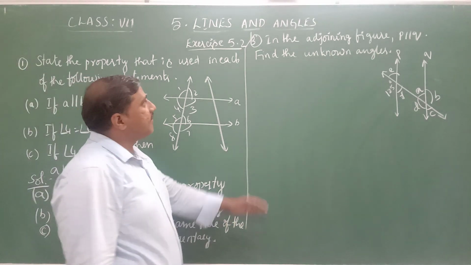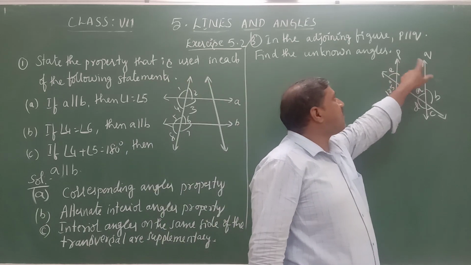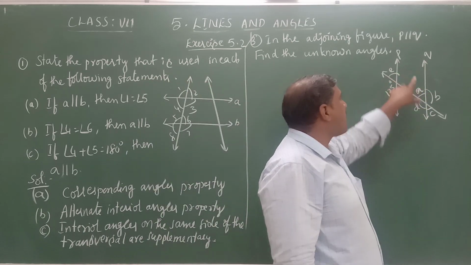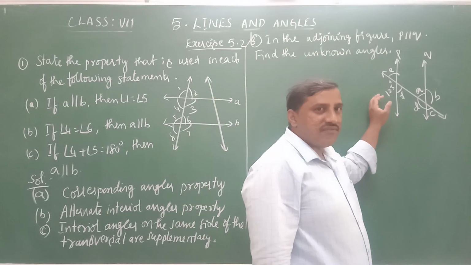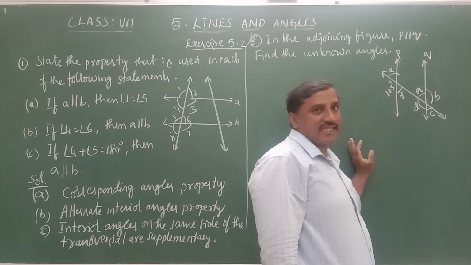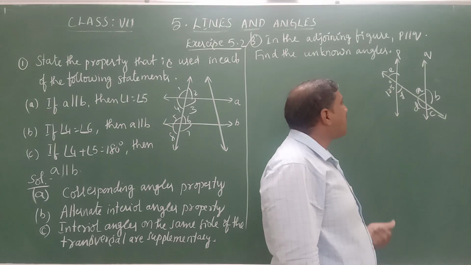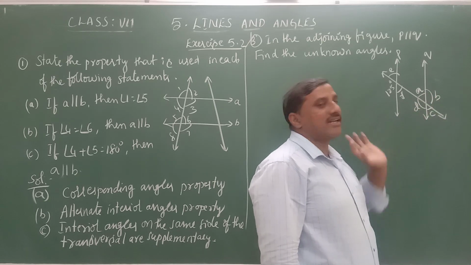Now, the third question. In the adjoining figure, P and Q are two lines that are parallel to each other. P and Q are parallel lines. Find the unknown angles. Observe the figure. In the figure, one angle is given. It is 125 degrees. We have to find what the unknown angles are: angle A, angle B, angle D and angle C.